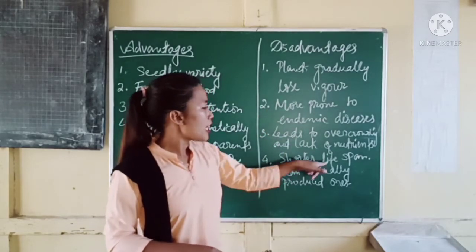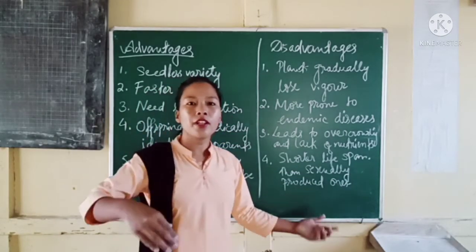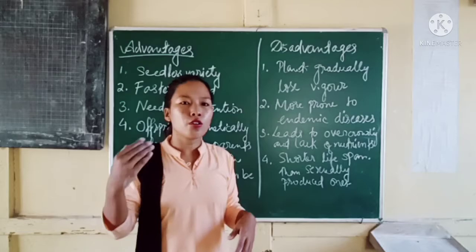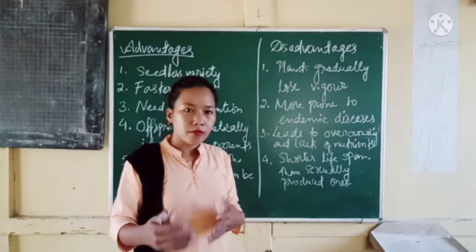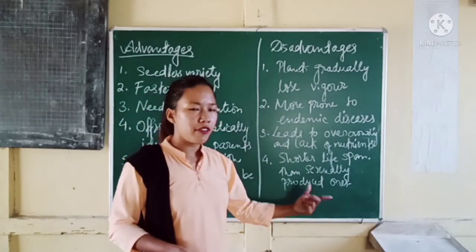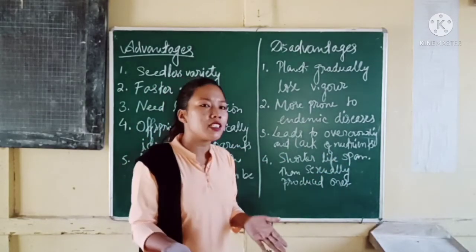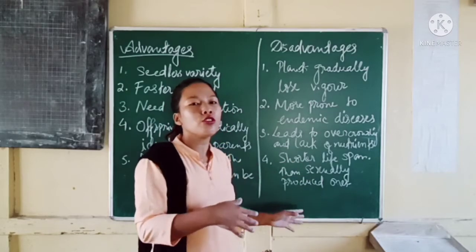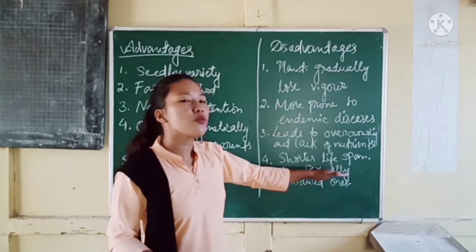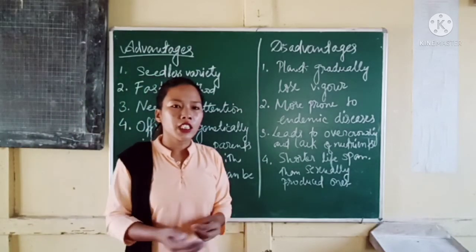The last one is shorter lifespan than sexually produced ones. Sexually produced plants will have a longer lifespan. That means they will last for a long time and be able to produce crops or fruits for more than one season. But plants produced by vegetative propagation have a short lifespan. That means they will last only for one season, and the next season they will no longer be alive. Their lifespan is very short. So these are the advantages and disadvantages of vegetative propagation.